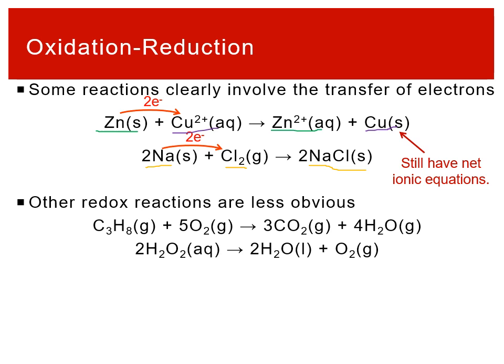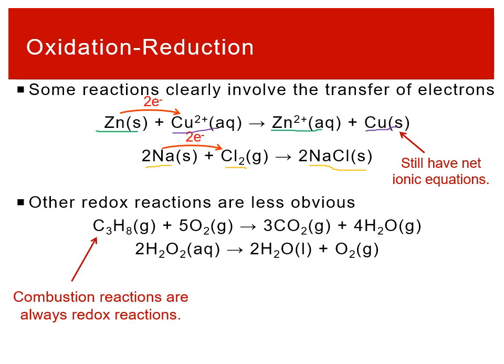Other redox reactions are going to be more difficult to diagnose. We have C3H8 plus 5O2, our example reaction that we beat to death previously. That's oxidation. Hydrogen peroxide, H2O2, reacts to give you water and oxygen. That's also a redox reaction. And so these are much harder to diagnose. So we want to come up with a way that's going to be very clear: is this a redox reaction? There are some rules we can start to pick up.